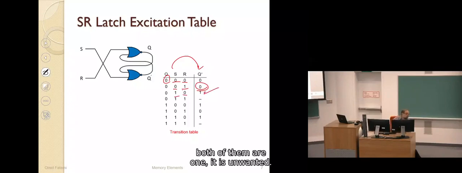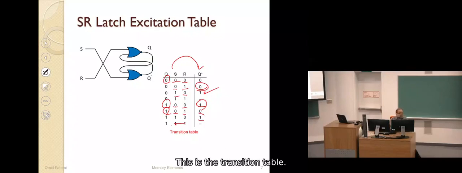When both of them are 1, it is unwanted, so don't look at it right now. When we have 0, 0 and Q is 1, 0, 0 means keep it, so the next state is 1. When we have 0, 1, it means reset it, so it is 0. When we have 1 at Q and then 1, 0, it means set it, so it becomes 1. When 1 and 1, it is not correct. It is unwanted. So this is the transition table.